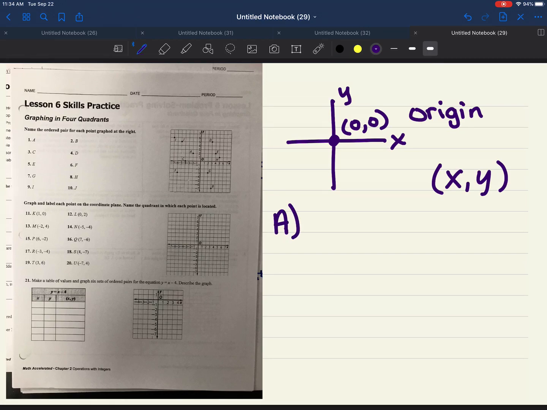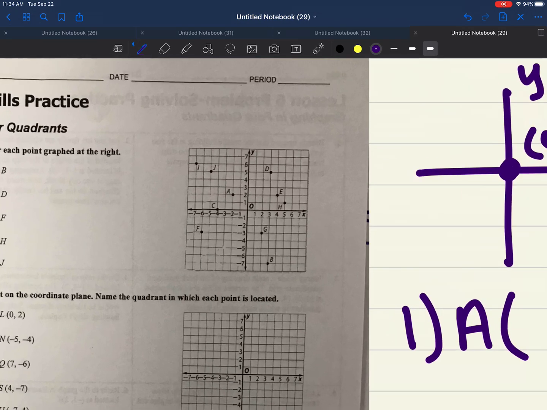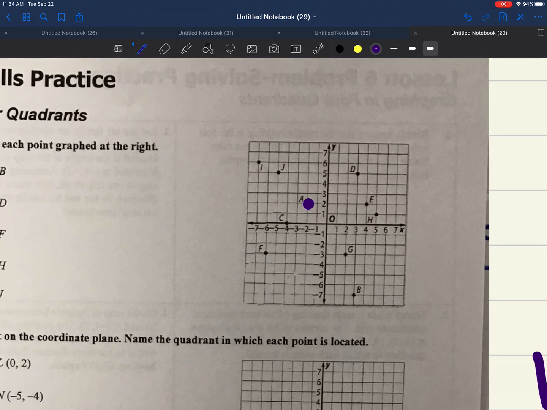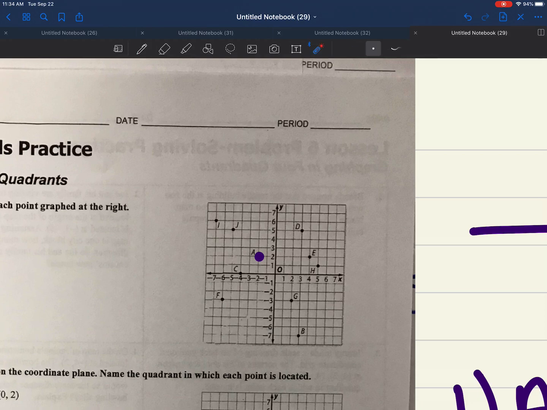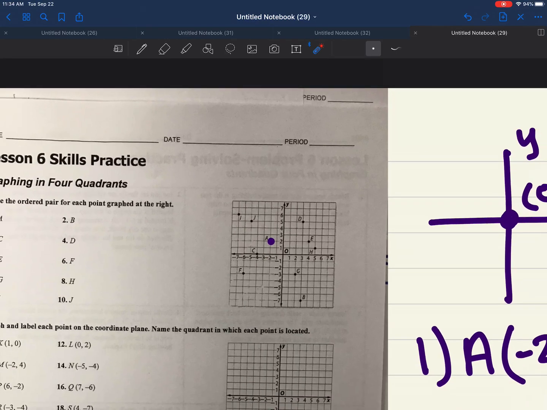Number 1, sorry, I should have written number 1. Number 1 asks you to name what is point A. Can anyone raise your hand and tell me what the ordered pair for A would be? It's right here. Deja. -2, 2. Good. -2, 2 is going to be your ordered pair, right? How did Deja know that? She started at the origin. She went left 2, which would be negative, and then up 2, which is positive. Is everybody with me on that?